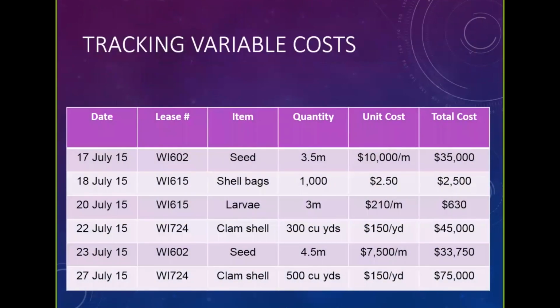So, tracking some variable costs. It's just a simple spreadsheet that I've put together here. You have a date, a lease, a pond number, or a farm, or a tank number, the item, how many, how much it costs per unit, and the total cost. So you can keep track of all this and add it up at the end of the year to figure out how much money you ended up spending.